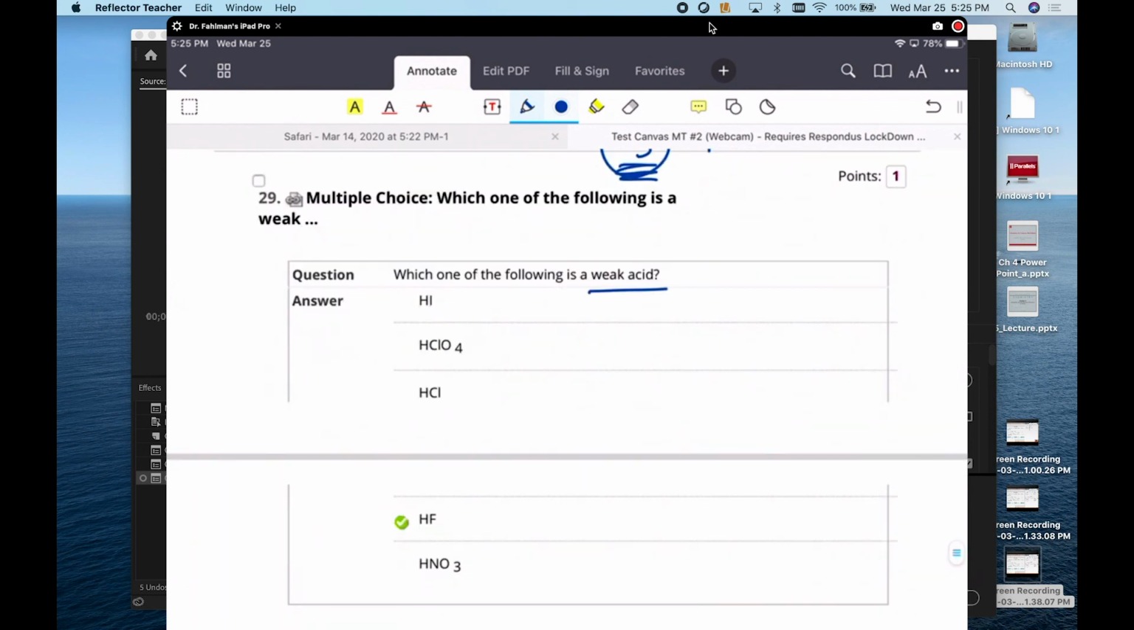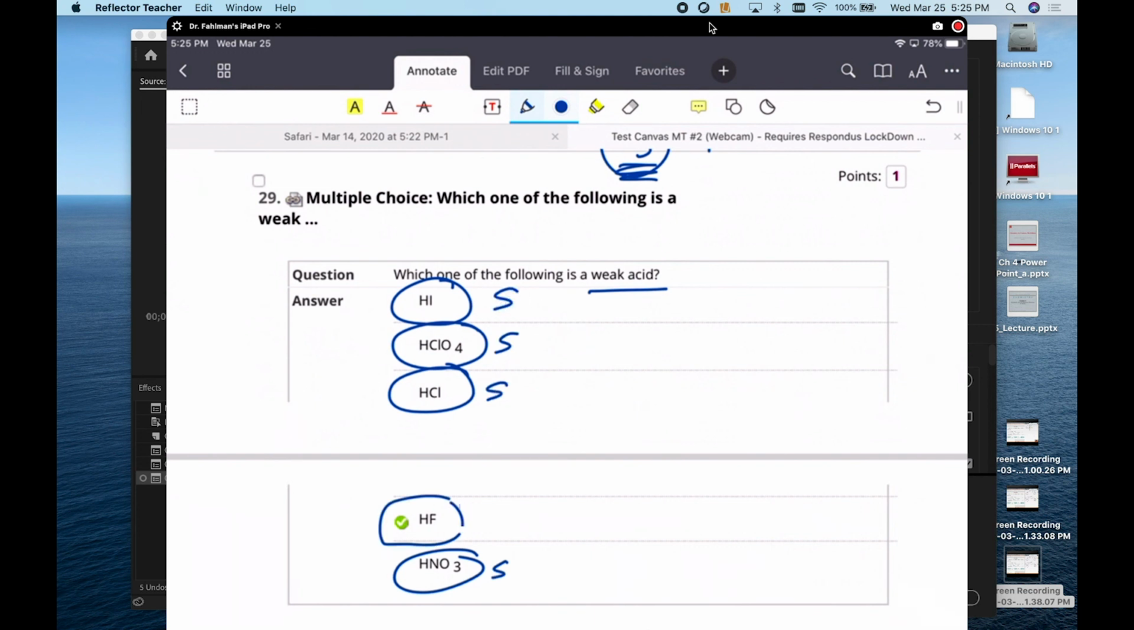Which following is a weak acid? So just definition. So that's strong. That's that list that I gave with the 6 strong acids. So all those are strong, and the only one that's not on it is HF. So that's weak.